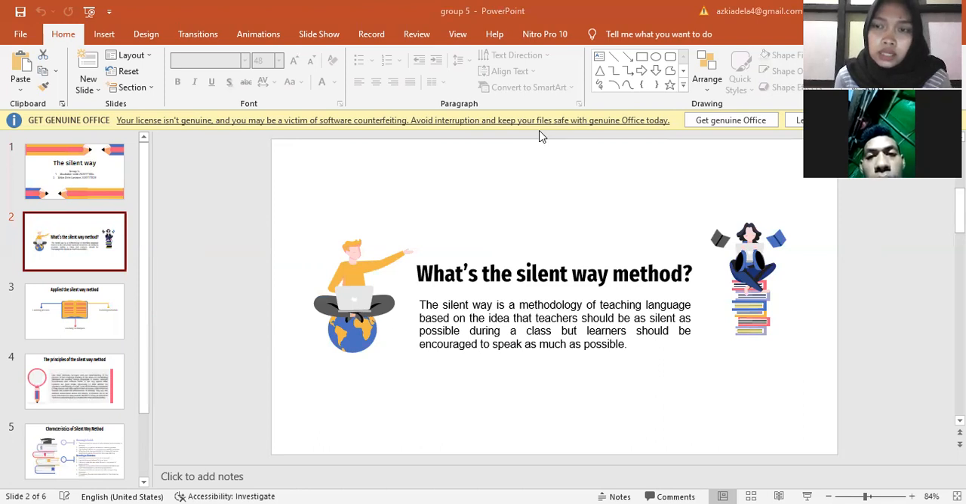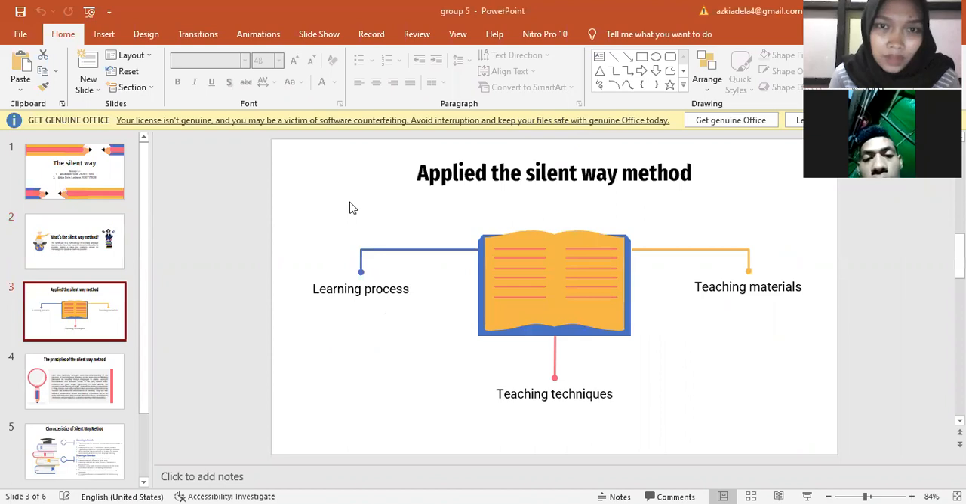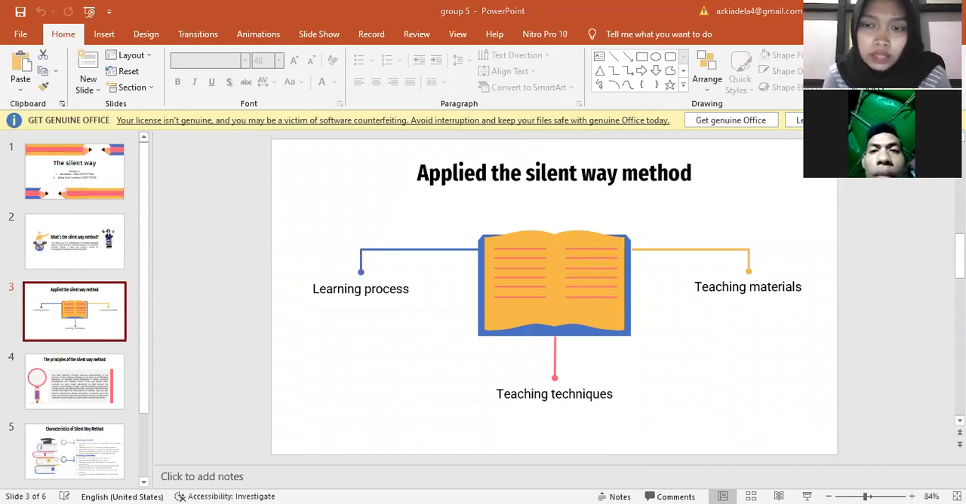The goal of the teacher's silence is student progress in learning English, such that the students can practice the language, are curious about it, and then begin to explore it actively. The second, applying the silent way method. The first, learning process. In the silent way, students are seen as bringing a vast amount of experience and knowledge with them to the classroom, namely their first language. The teacher capitalizes on this knowledge when introducing new material, always building from the known to the unknown.